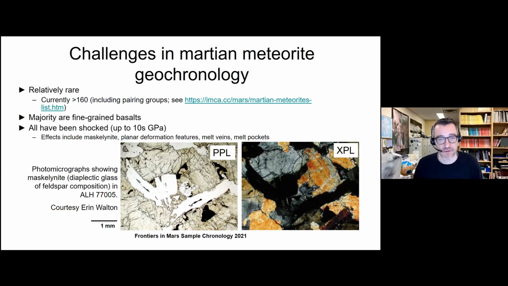Planar deformation features is another effect. Melt veins and melt pockets is also another effect. Now, that being said, we do have, I think, quite a good understanding of those shock features and how to account for them in the work that is done to try to determine the ages of these meteorites, but it is an important factor to keep in mind.